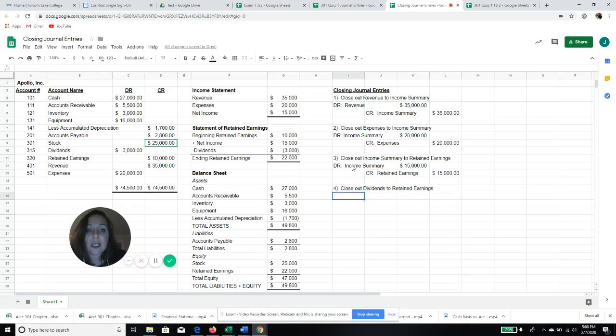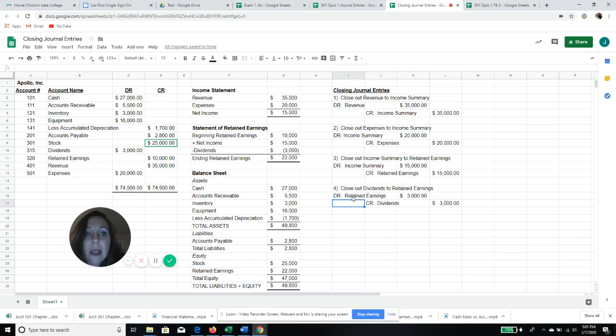My final closing journal entry is I'm going to close out dividends to retained earnings. My dividends have a debit balance of $3,000. So to close that out, I need to credit $3,000. So I'm going to credit dividends $3,000. That makes my dividend account zero. And then I'm going to debit retained earnings for the same amount. Okay, those are my 4 closing journal entries.